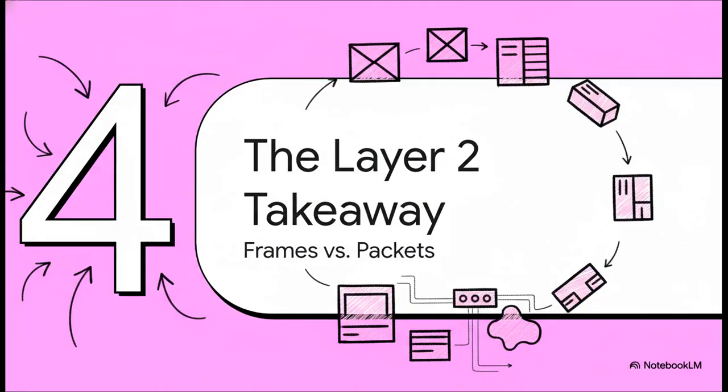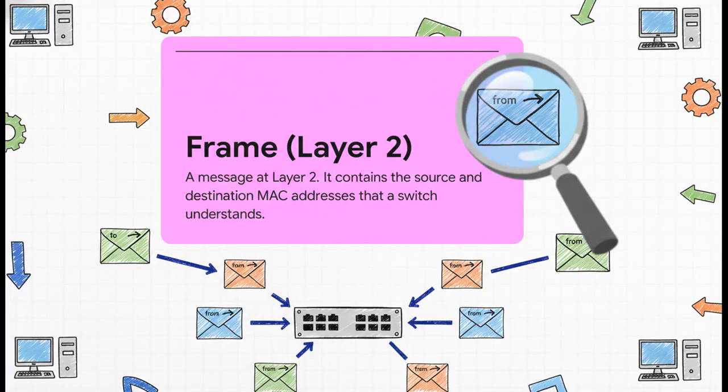Now, this whole process of using MAC addresses is really important because it defines what a switch is at its core, a Layer 2 device. And to understand what that means, we need to quickly look at the difference between something called a frame and something called a packet. A switch operates at what we call Layer 2. All that means is that it deals with data that's packaged into a frame. Just think of a frame as a local envelope. It's addressed with the to and from MAC addresses. That's the language the switch speaks and understands.